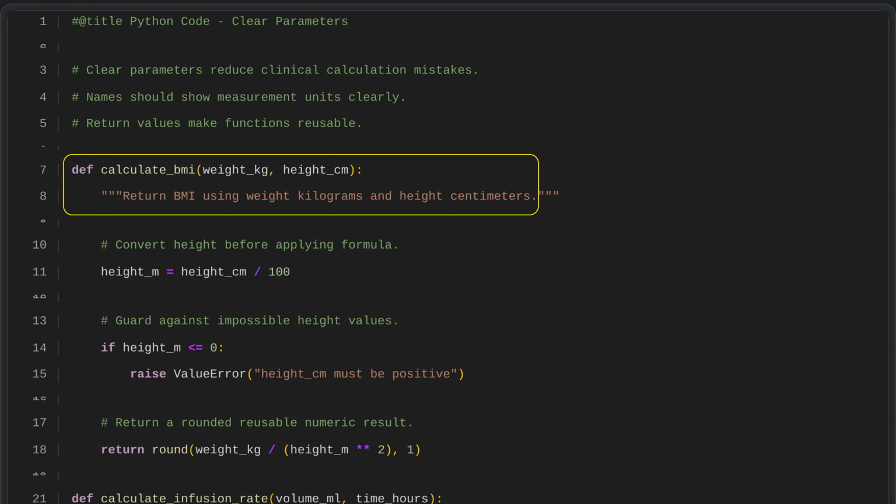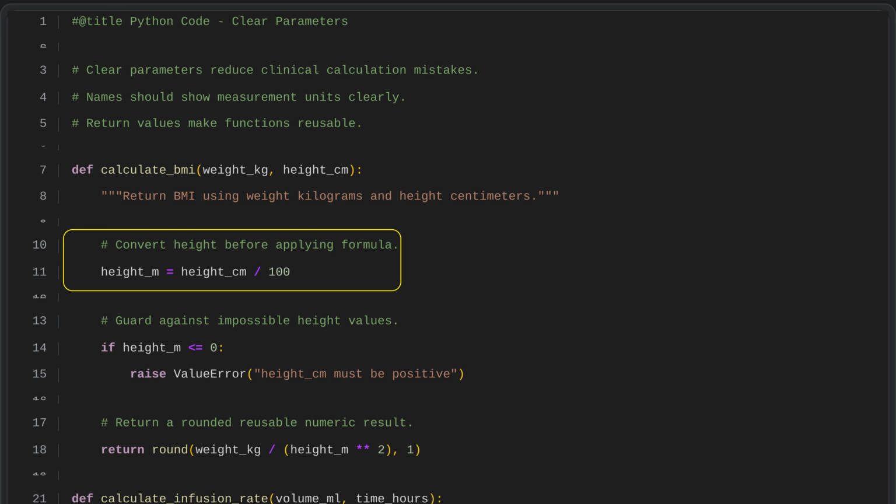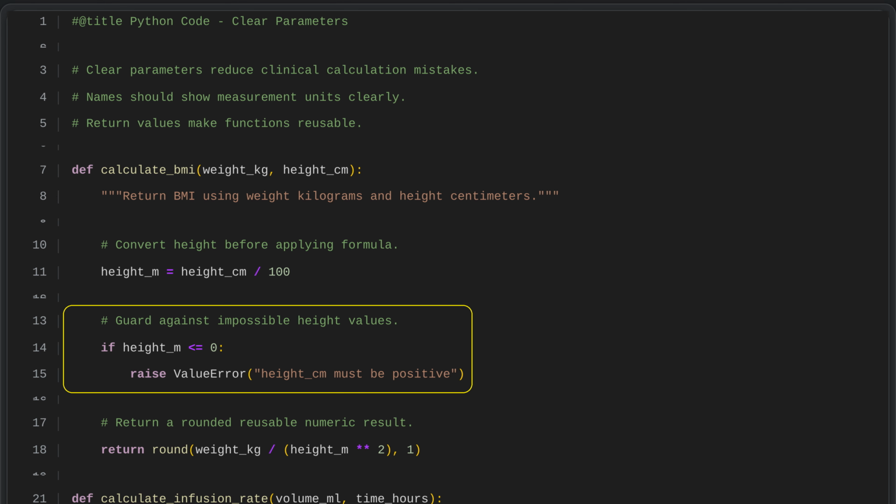Its name and description make its purpose clear to users. The code changes height from centimeters to meters by dividing by 100, because body mass index must use height in meters to calculate correctly. The code first checks that the height is greater than 0. If not, it raises a value error to show the height must be positive. This validation prevents invalid input from causing mistakes in the body mass index calculation.